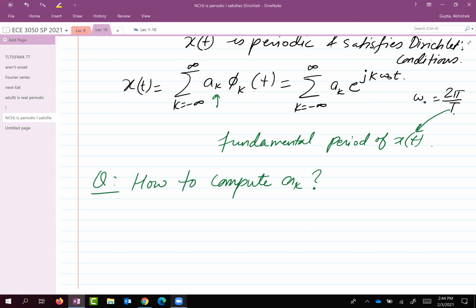Okay, so we have 1 minute left. I'm 100% sure that I can't really derive the values of a_k within 1 minute, so I'll leave you with this question. In the next class, we are going to look at how to compute the values of a_k for a periodic signal that satisfies the Dirichlet conditions.